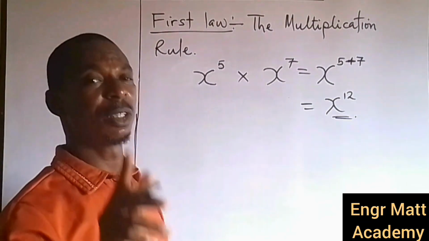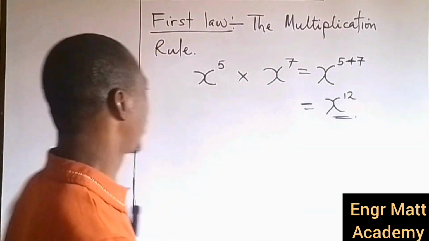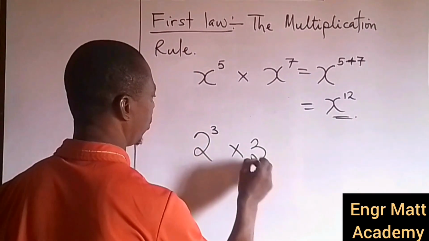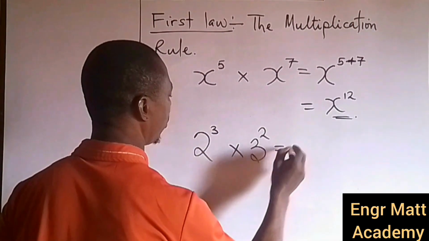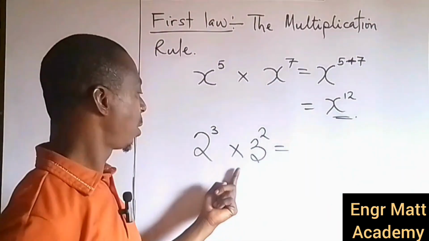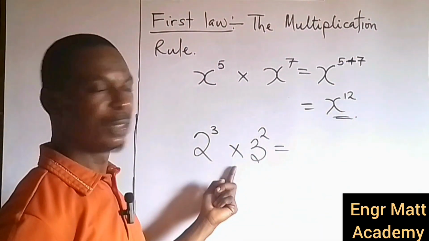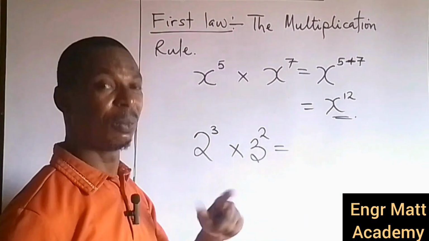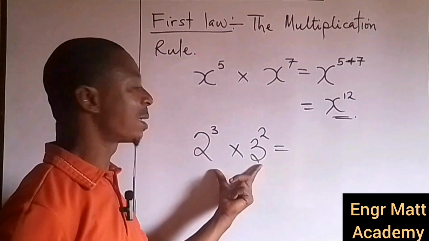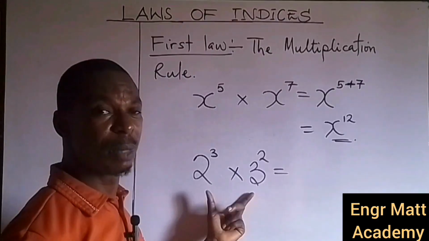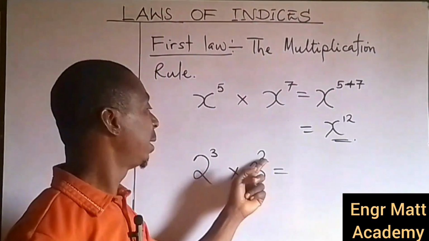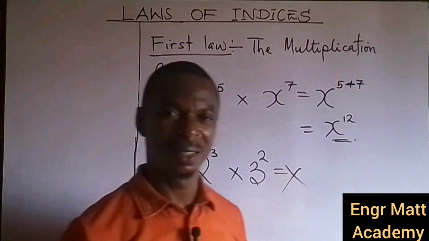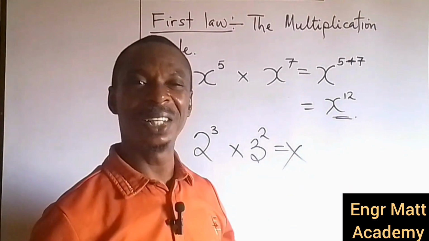Now, a common mistake to watch out for. Let's look at this. Now, this is a multiplication problem. So can we apply the multiplication rule? No. Why? Because the base numbers are not the same. Base numbers are not the same, don't add the powers. And that is that. The first law of indices done and dusted.